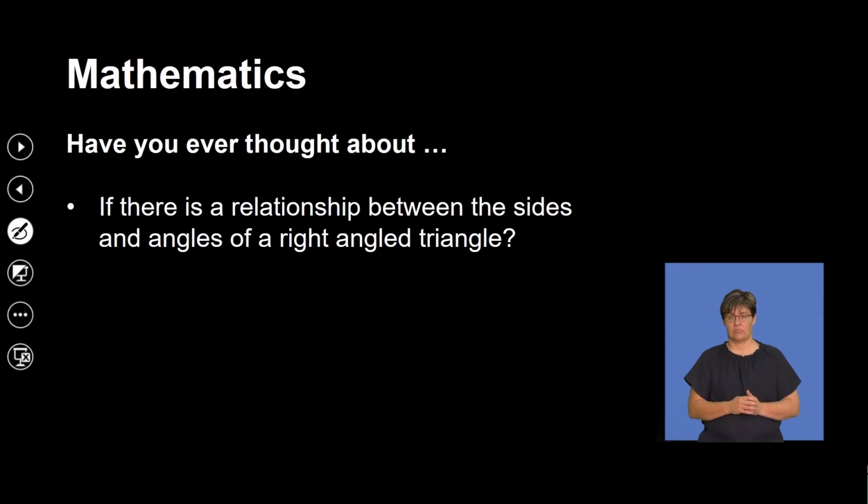Also, have you now thought about whether there is a relationship between the sides and the angles of a right-angled triangle? So firstly, we looked at the relationship between sides, which we said was the theorem of Pythagoras. But now, is there a relationship between those sides and the angles of a right-angled triangle? What do you think about that? I just need you to be thinking about that as we go, because that's the big idea that we are trying to answer with this investigation.